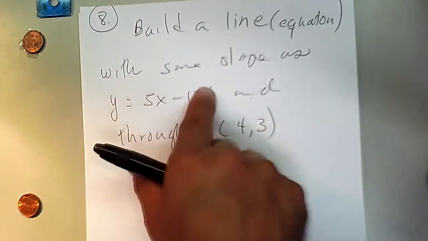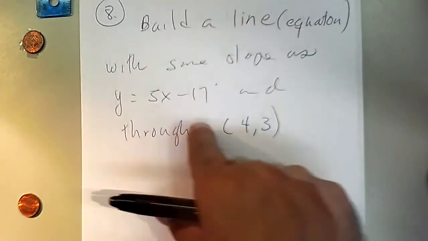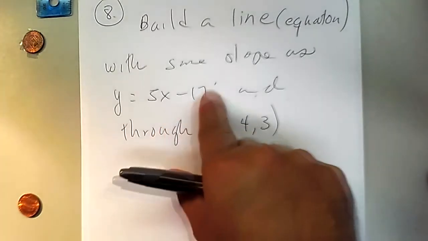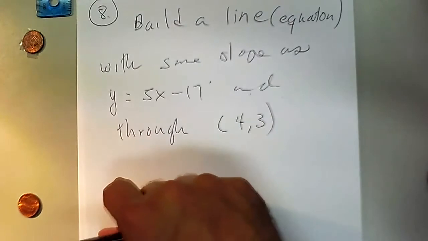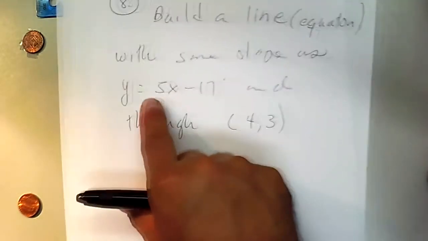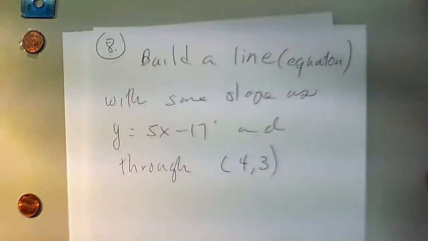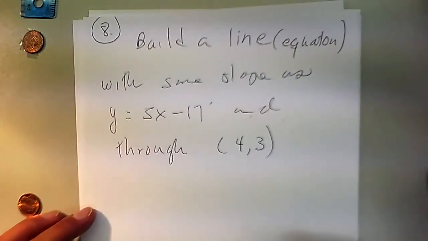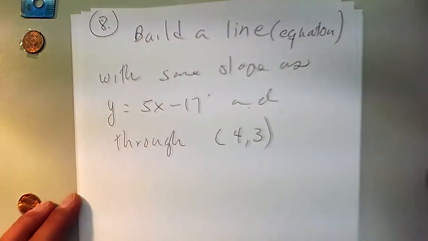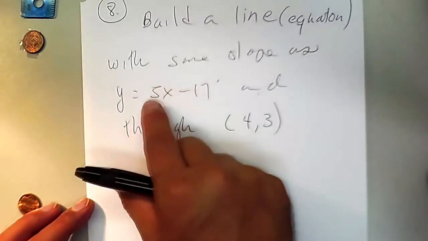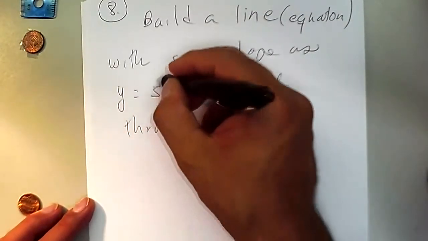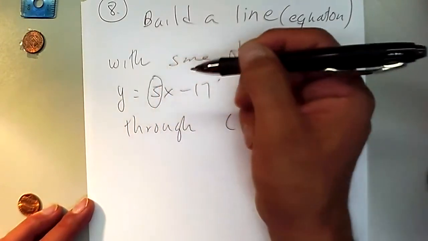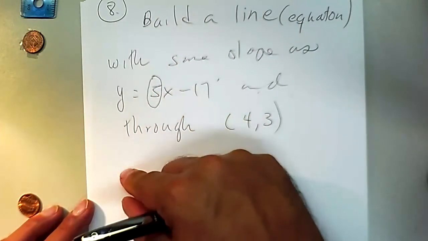So build a line with these characteristics. I really like this line, but I don't want it to be exactly this one. I want it to go through this point. So put together a line, build one, make one with this. Usually we don't ask that question, but let's answer it anyway. The same slope as this guy, but passing through here. So all we have to do is borrow this slope or copy it down.